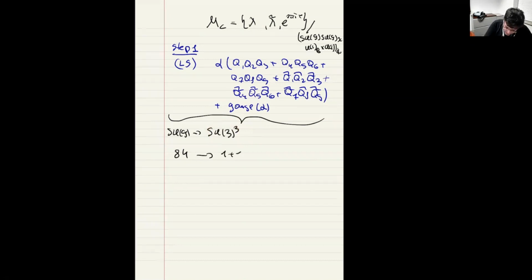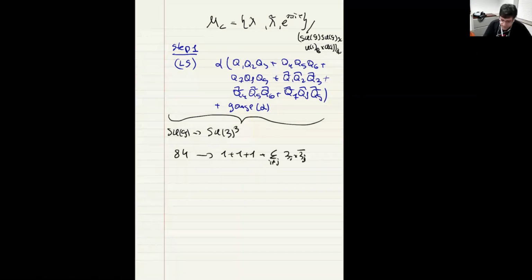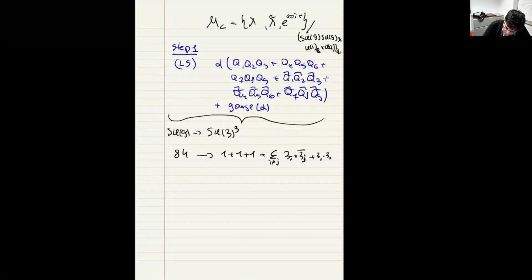Well, it has 3 singlets. And then we have the sum over i not equal to j of (3_i, 3_j bar), where i and j label the 3 different SU3 symmetries. And then we also have plus (3_1, 3_2, 3_3). Okay, so we have 3 SU3 symmetries, and the 84 of this SU9 decomposes in this way.